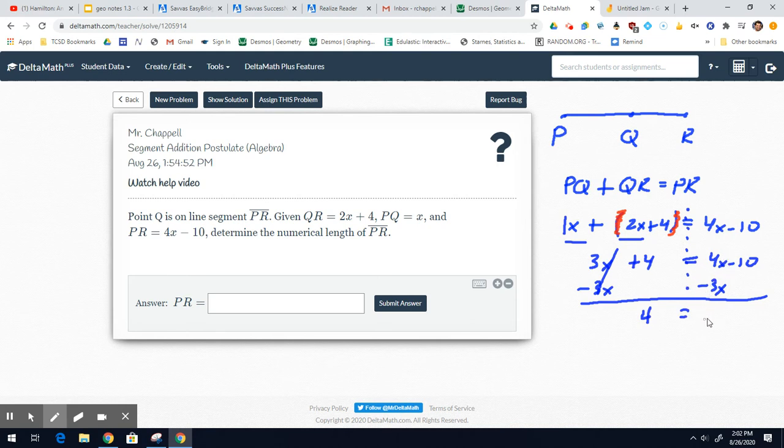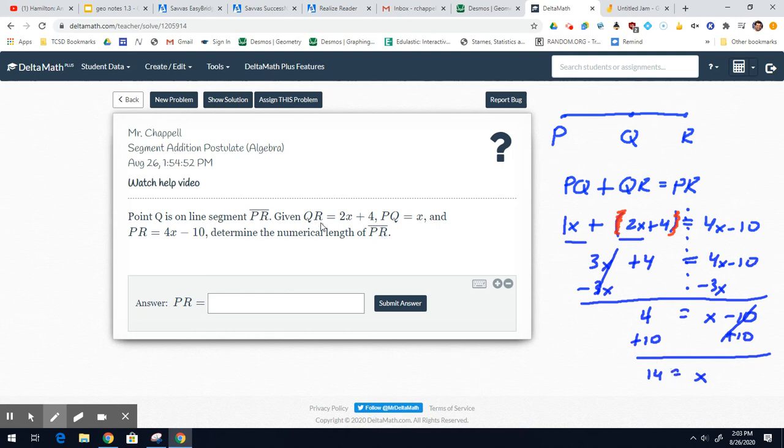4x minus 3x is 1x, or just x. You don't need the 1. If you're comfortable with the 1, that's fine. And then put a minus 10 right there. Then I'm going to add 10 to both sides to combine the numbers. 4 plus 10 is 14. That equals x, and those 10s disappear, and hey, there's my value of x. Sometimes there would be a number in front of the x. 1 doesn't really matter because dividing by 1 keeps the number the same, but if there were a number in front of the x, you'd have to divide by it to get x all by itself. But here, I'm done.